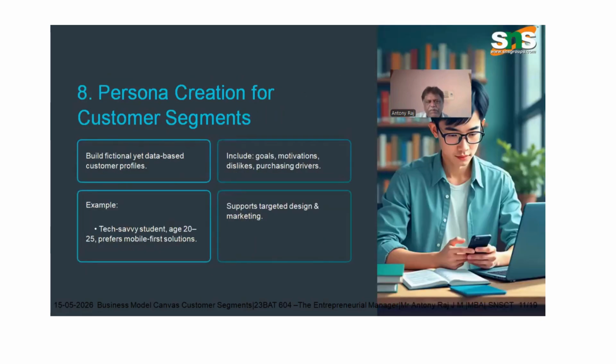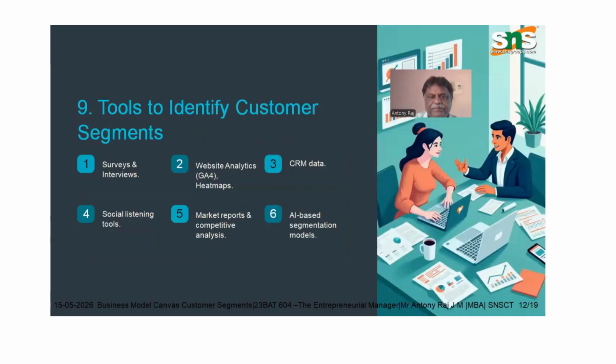And once you come up with that, persona creation for the customer segments is also very important. For example, in the example shown in the slide here, the customer is a tech-savvy student, the age is around 20 to 25, and prefers a mobile-first solution. So this is actually a persona. Based on this, we can create targeted design and marketing campaigns.